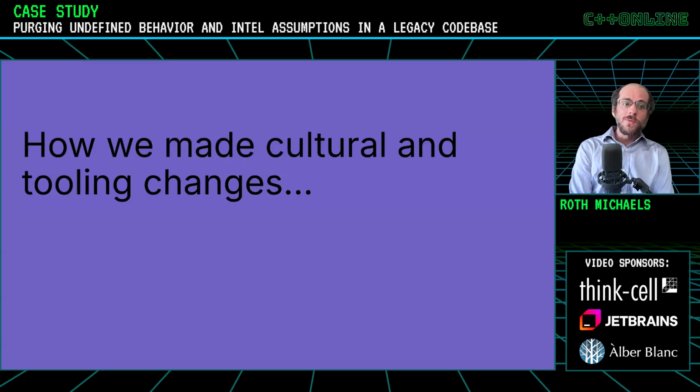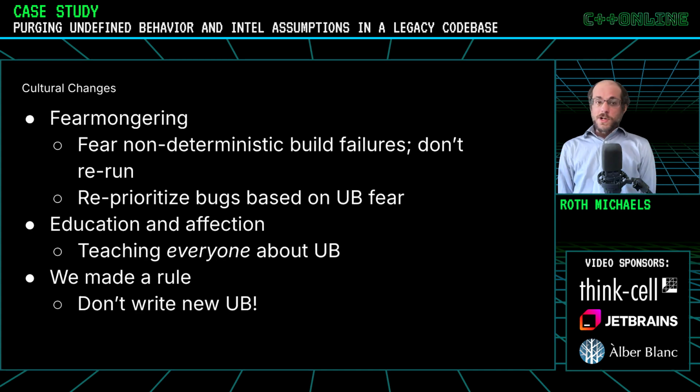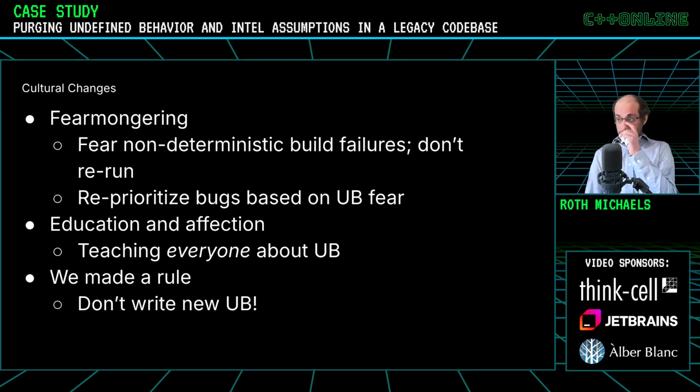So to wrap up, how did we actually start making cultural and tooling changes to remove UB from our code base? First off is fear mongering. Fear non-deterministic build failures. Don't allow people to just rerun until it passes. Also, reprioritize bugs if you can, if you fear there's some UB lurking in your code base.